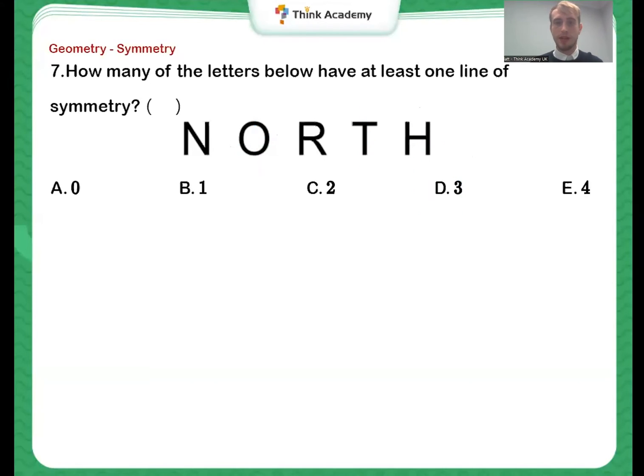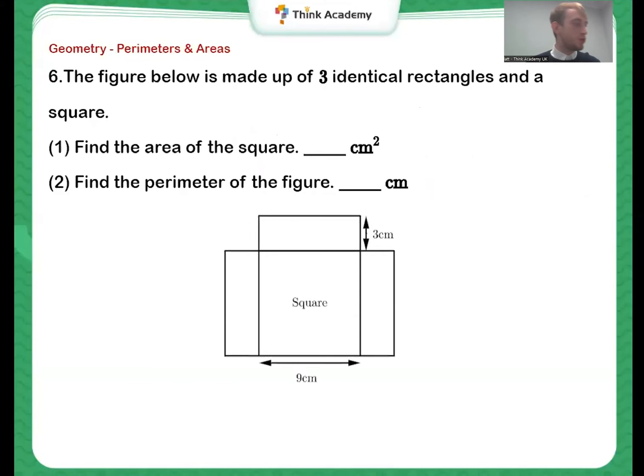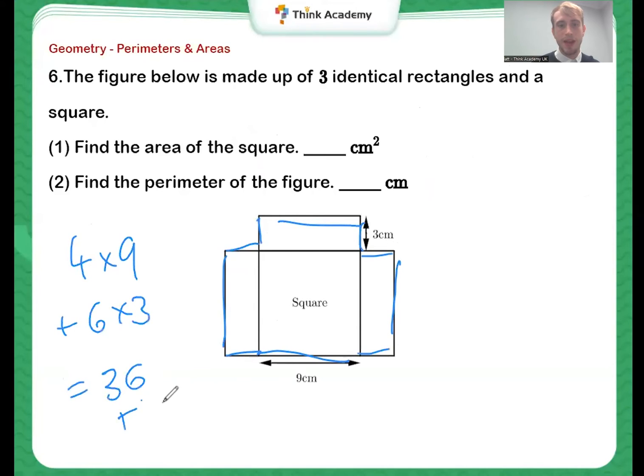Right, almost there, guys. Now, I will talk about this one because there's a trick for this one as well. Lots of you found the answer very nicely by realizing these are all identical rectangles. So you've got 1, 2, 3, 4 groups of 9, and then you've got 1, 2, 3, 4, 5, 6 of those little groups of 3. So you can add those up and get 36 plus 18, which is equal to 54 centimeters, hopefully. If I've added them up, I did it very quickly.